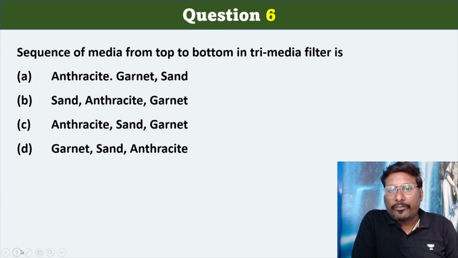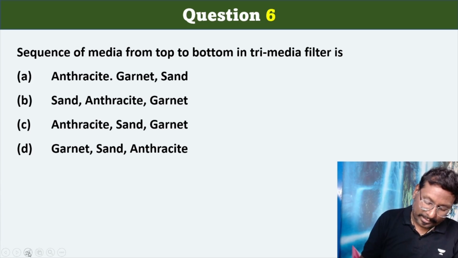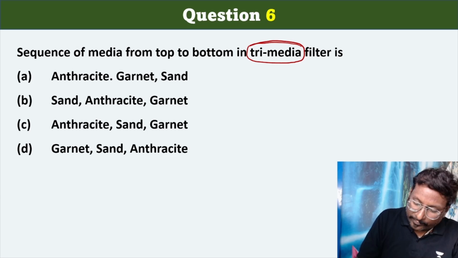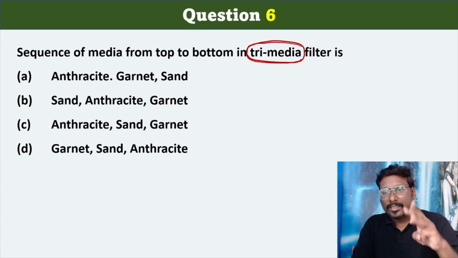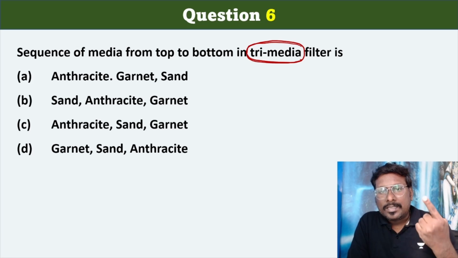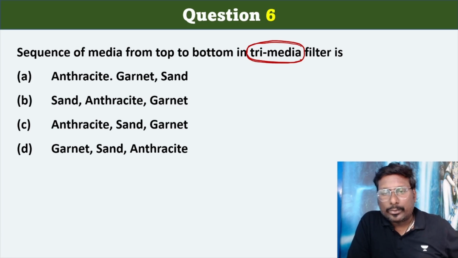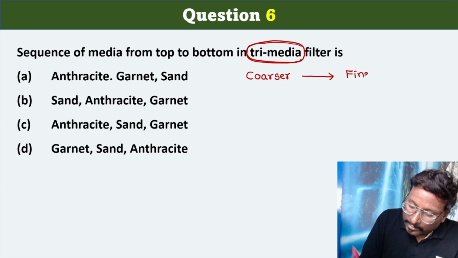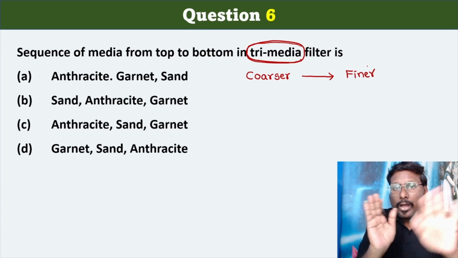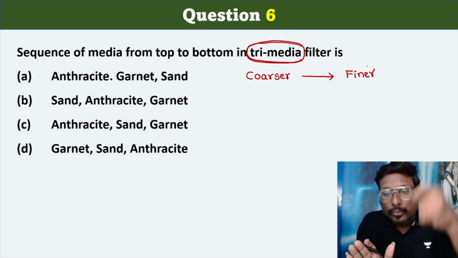Sequence of media from top to bottom in trimedia filter. Trimedia filter is nothing but multimedia filter. 3 layers, 3 materials: sand, garnet, anthracite coal. Very important here, we have to arrange from coarser to finer. Please remember, we have to arrange from coarser to finer. I repeat, not from finer to coarser, coarser to finer.